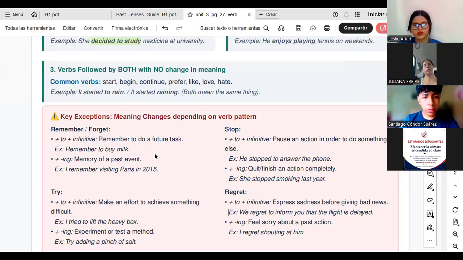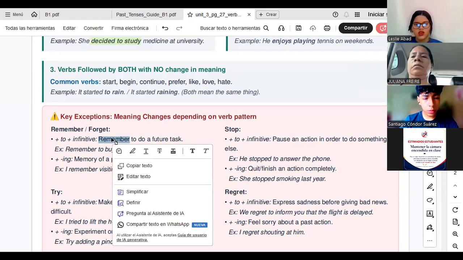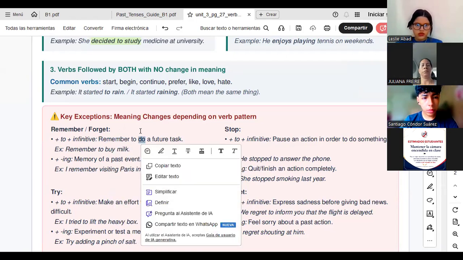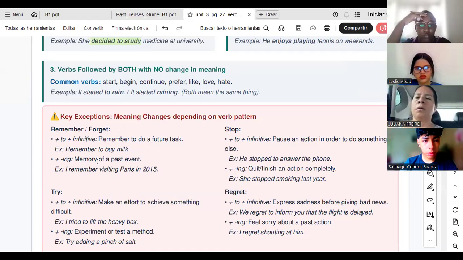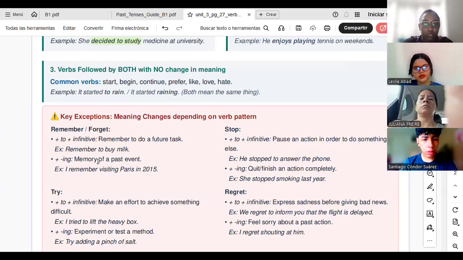So, in other words, if you use remember plus infinitive, it is because you remember you have to do something. ¿Sí? Recuerdan que tienen que hacer algo. You have to do something, and you remember you have to do that. Plus ing is because you did something and you remember about that. It's a memory about that. Okay, you're talking about something you did and you remember that you did it. Do you notice the difference?